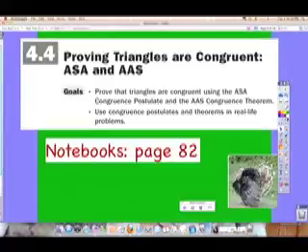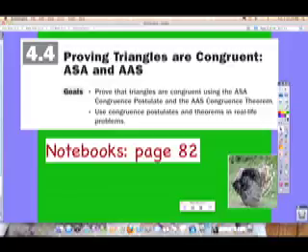So yesterday we learned about side, side, side and side, angle, side. Today, two more things: angle, side, angle, and angle, angle, side. So remember, anything goes today. You can use any of those four things. We're on page 82. Here we go.